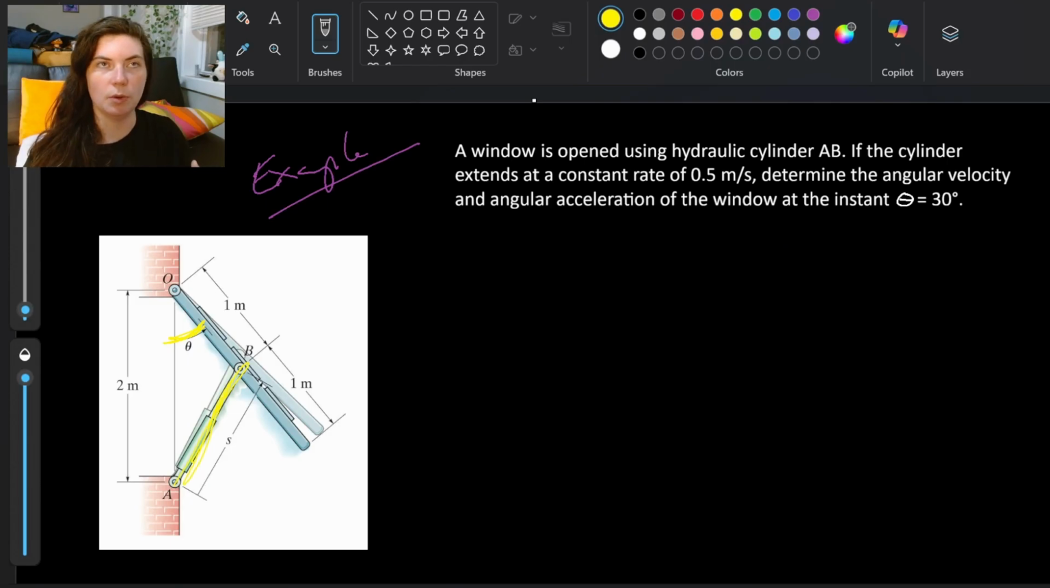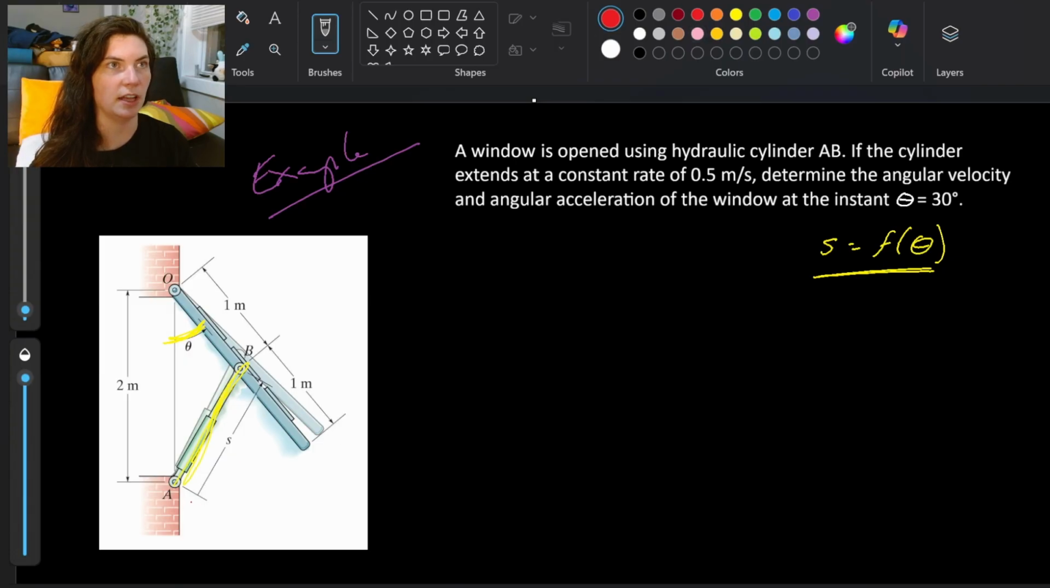So what we're going to do with these absolute analysis problems is relate everything by geometry first, in order to find s in some kind of function relationship with theta. Then we can take our time derivatives and find the angular velocity and angular acceleration from those relationships. So the very first thing we want to do is find this s in relation to theta.